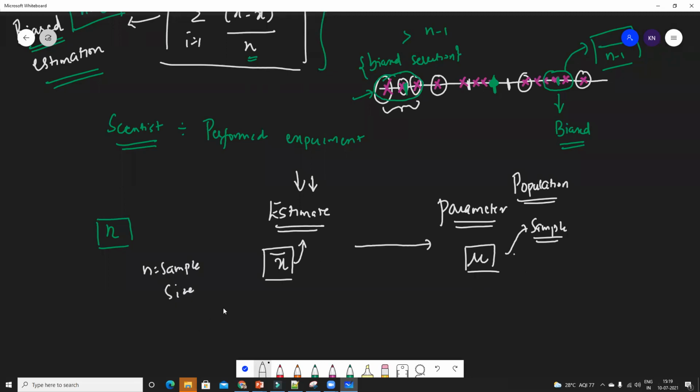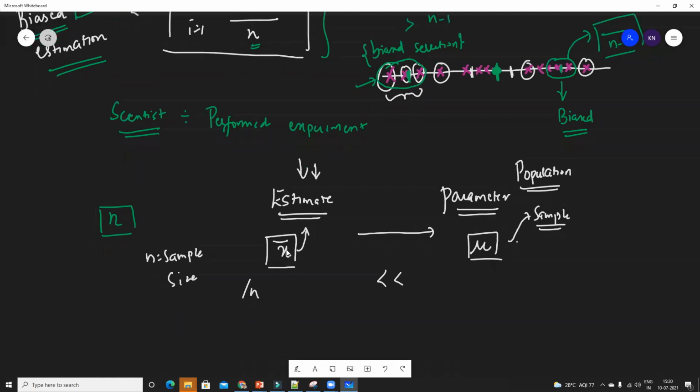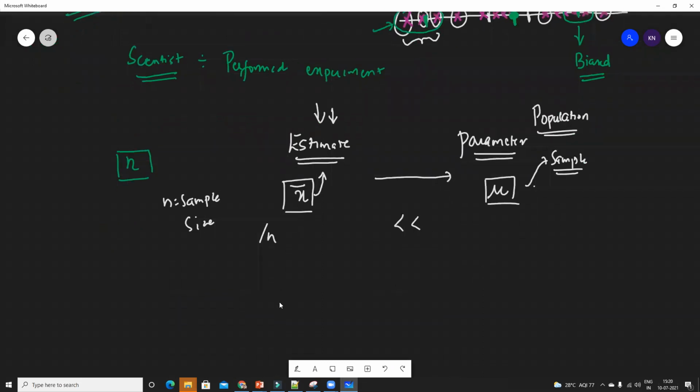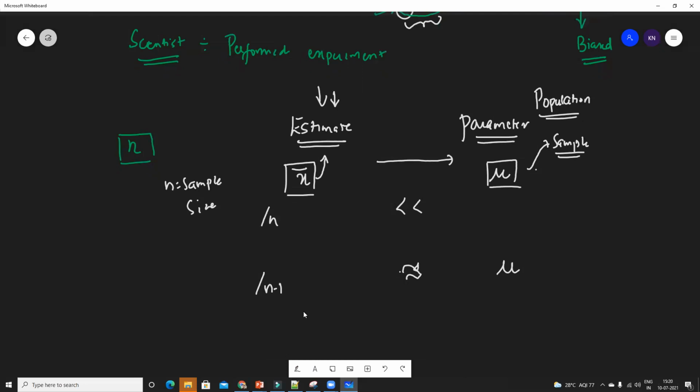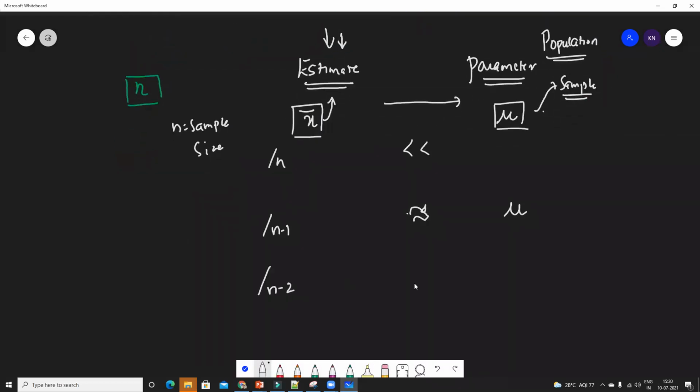So when they were dividing by small n, what was computed was very, very less than mu. When they started dividing by n minus 1, it became approximately equal to the population value. When they divided by n minus 2, it became greater than the population value, and similarly with n minus 3, it was again greater. How do I show this?